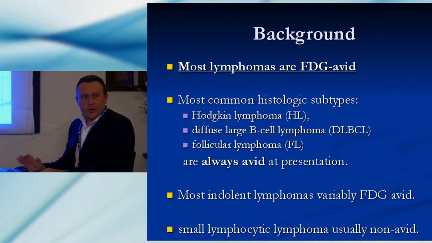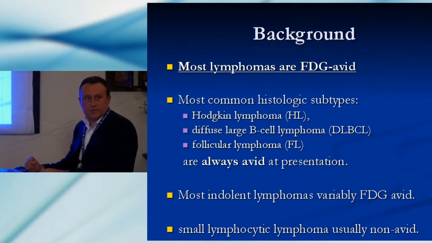So as a background, most lymphomas are FDG avid, and the most common histologic subtypes, Hodgkin's lymphoma, diffuse large B-cell, and follicular lymphoma are always avid at presentation. Most indolent lymphomas show variable FDG avidity, and there are a few lymphomas that are non-avid, such as CLL.